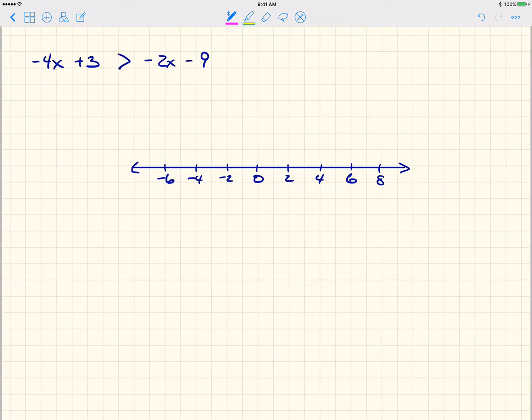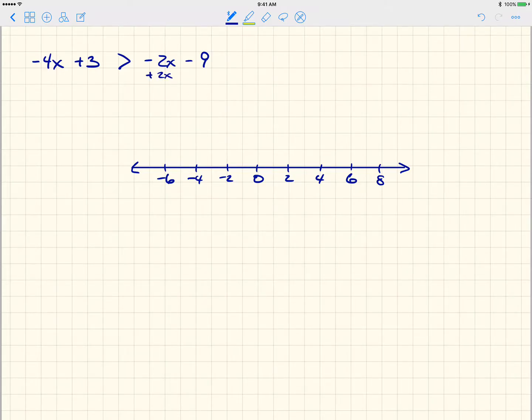So here's an actual problem from our book, I think it was. We have negative 4x plus 3 is greater than negative 2x minus 9. So the first thing that we have to do is solve this inequality. I want to get all the x's together, so let's take a look at how to do this.